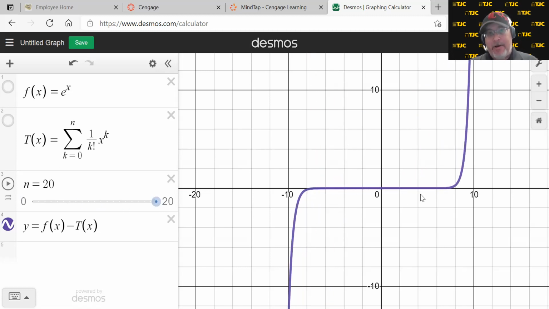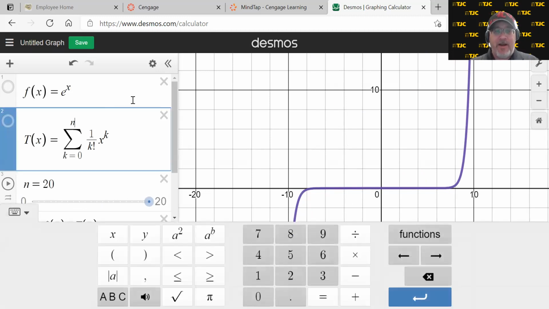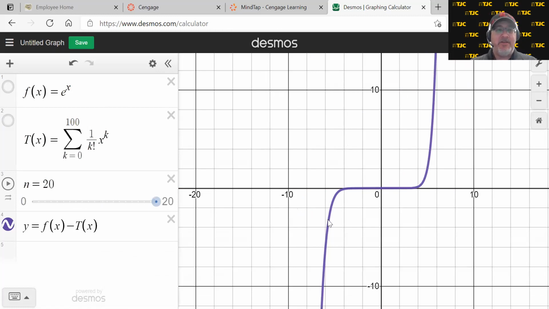Notice that it's a lot flatter now, meaning that the difference is closer to 0. In theory, if we did this forever, it would get even flatter. I'm going to manually put a 100 for the upper limit, give it a second to calculate, because I know it's going to take some time to do it. There it is. And look at that. Flat line. We killed it.